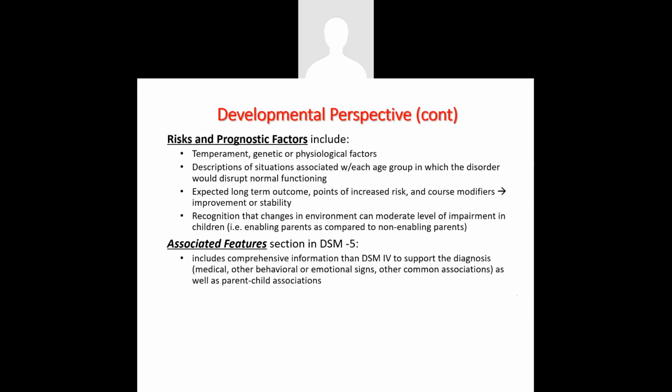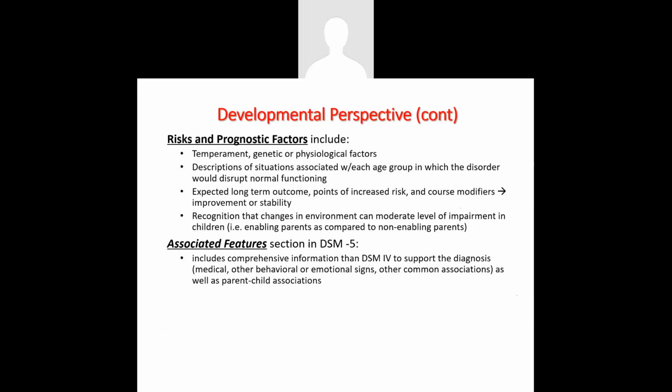You're also going to see risks and prognostic factors. That is going to include the temperament, genetic or physiological factors, descriptions of situations associated with each age group in which the disorder would disrupt normal functioning. The prognosis is that expected long-term outcome, and it might include points of increased risk or course modifiers or possibility of improvement in stability. This also includes the recognition that changes in the environment can moderate level of impairment in children.